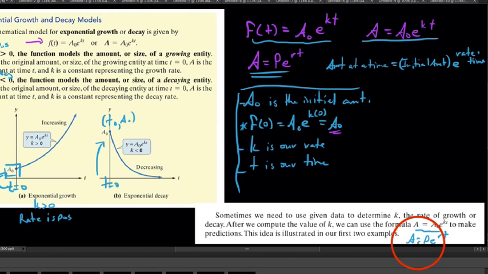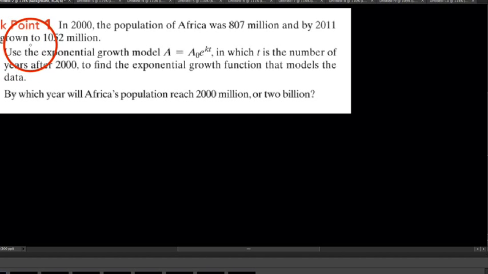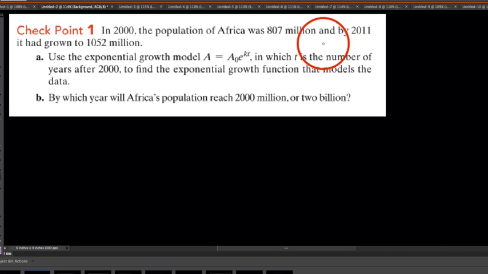We have a rate, a time, and an initial amount of something. So in this first example, we're going to look at a growth example. Reading through this, we say that in 2000, the population of Africa was 807 million, and by 2011, it had grown to 1,052 million. So we can see that it's gone up over time in this 11-year span.